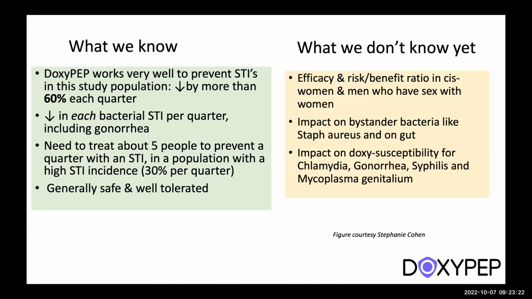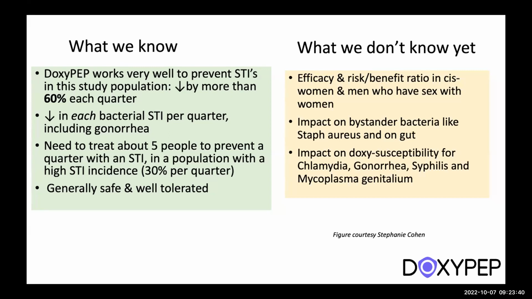In terms of number needed to treat to prevent a quarter with an STI, we found you would need to treat about 5 people. And this is in the context of a population with a very high STI incidence, 30% per quarter in the control arm. It was safe and well tolerated.